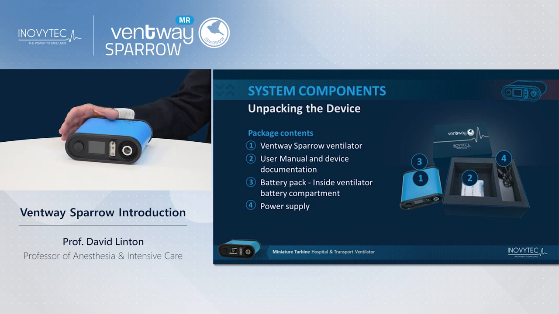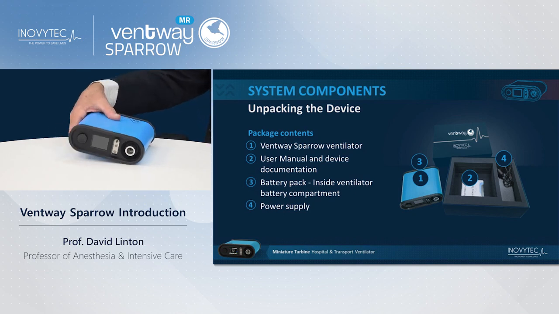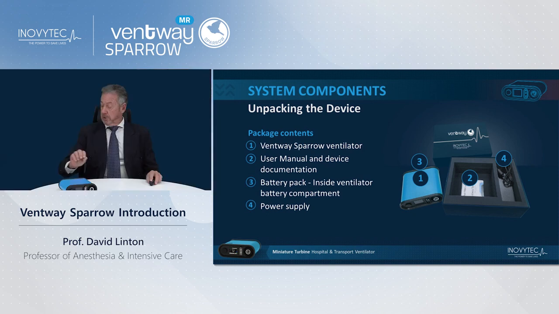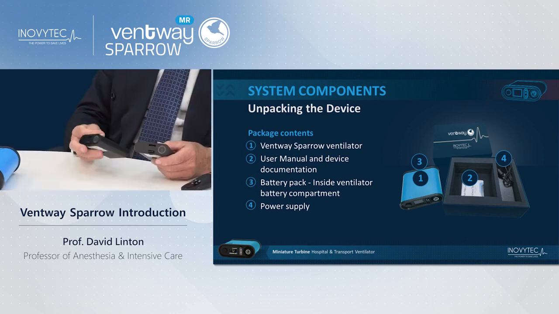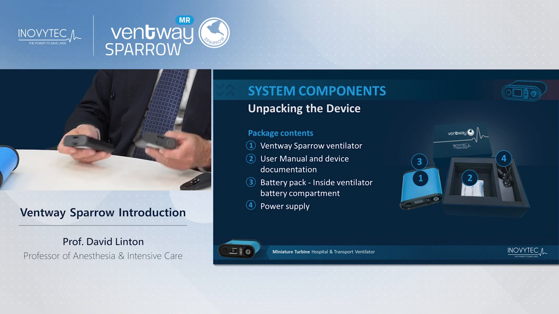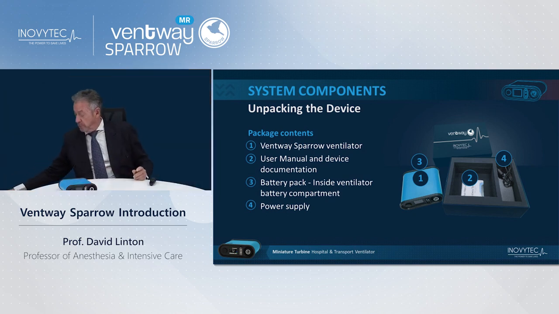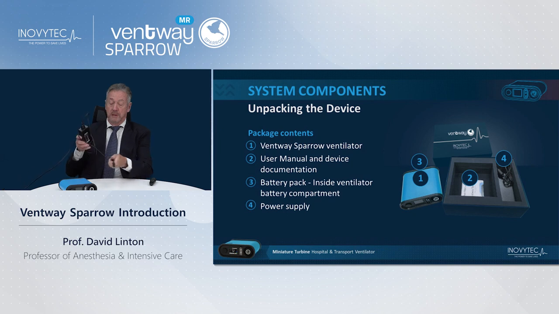When you buy a Ventway ventilator, you receive the ventilator itself, which I have. You receive a manual of device documentation. You receive a battery pack, which is a disposable battery, and you can have additional ones. Each one gives you about 4 hours of ventilation, and you can change them. And if you're near a power source, you can plug into the back the electrical power cable and provide continuous use without a battery, and it will charge the battery.